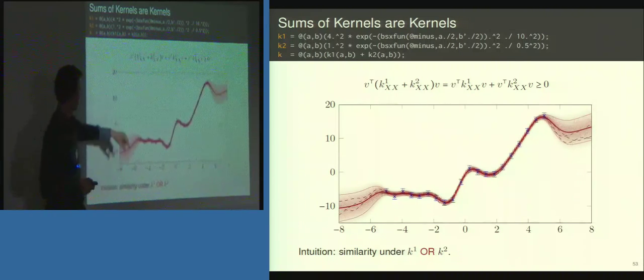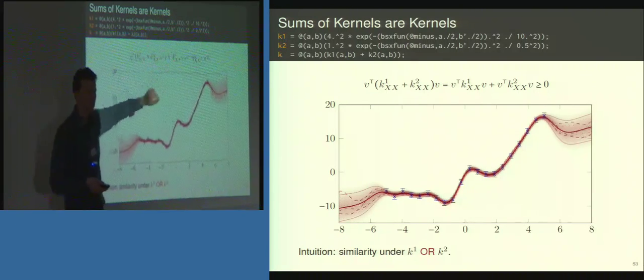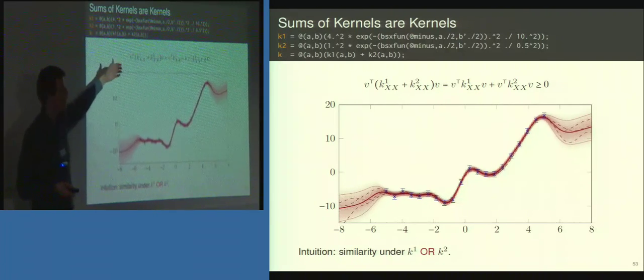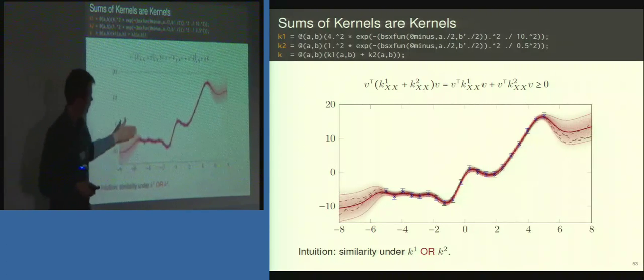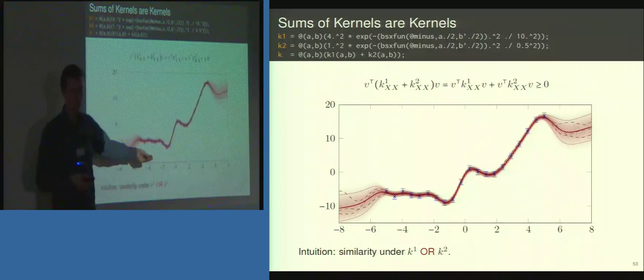In that sense, because the sum of two large numbers is large, and the sum of a large number and a small number is also large, you can think of this kind of adding process as a logical OR operation. What this model is saying is two function values are similar if they are measured as similar under either the first kernel or the second kernel in the sum.